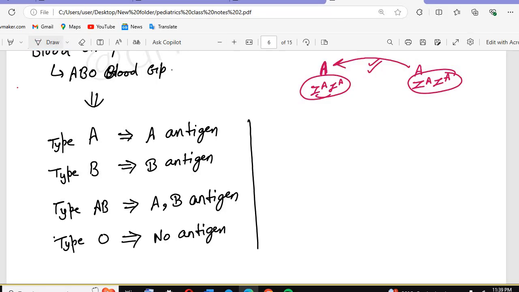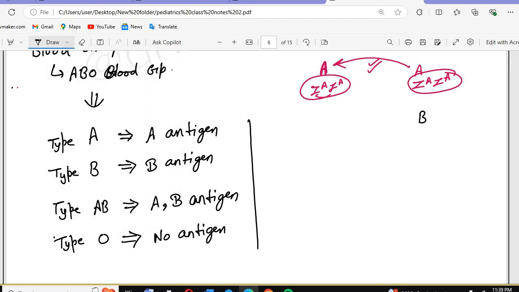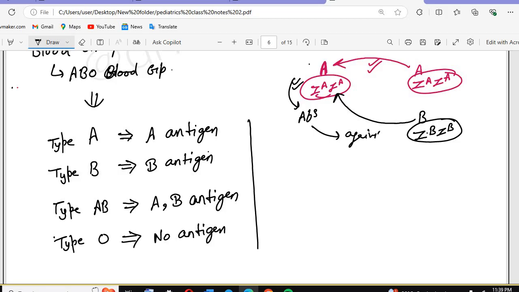But let's suppose somebody has the B blood group, and I am taking the blood from the B blood group. They have the B antigens. I have the A antigen. They are not similar to my antigen. So this is a foreign particle for me, and I will make antibodies against it. I will try to kill them because they are foreign bodies for me.